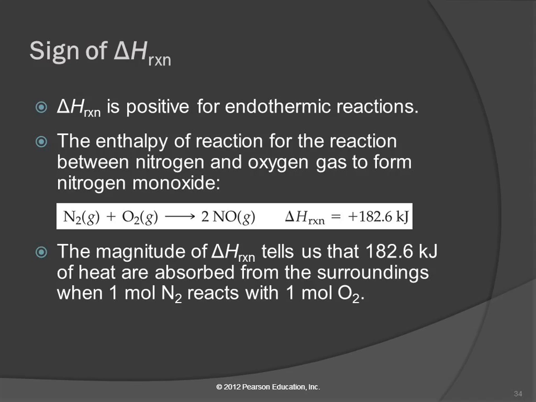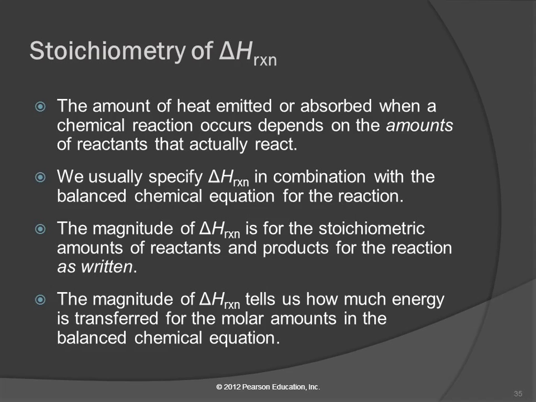Because if you had 4 moles of nitrogen instead of 1, then more energy would have to come in, right? The amount of energy released depends on the amount of stuff that reacts. And so this number has to be related to the quantities in the reactions. And so we've chosen to use the number of moles from the balanced chemical equation. So we can use delta H and do stoichiometry type calculations.